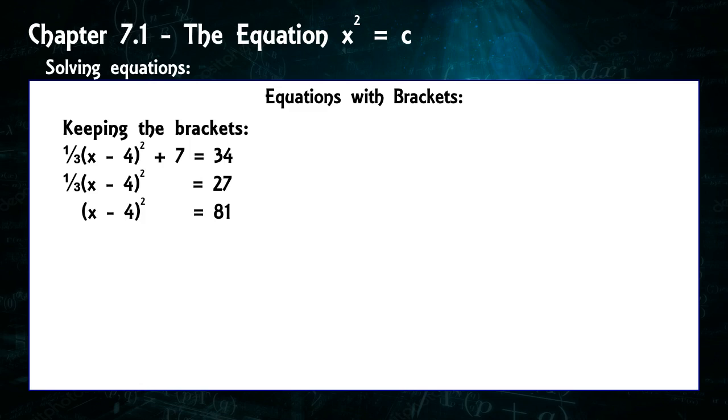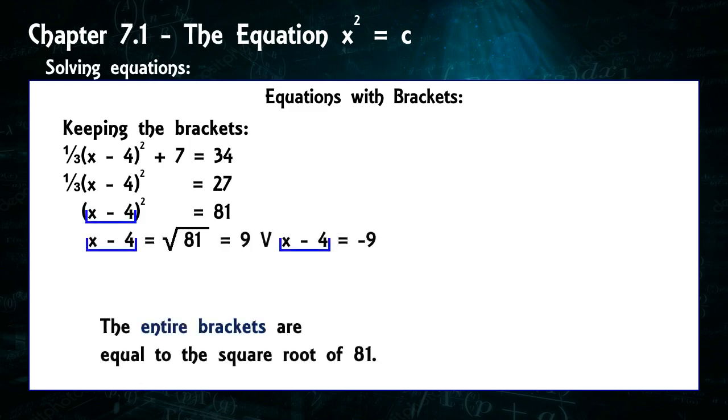We remove the square by taking the square root. This gives us the line x minus 4 is equal to 9 or x minus 4 is equal to minus 9. To get rid of the minus 4's, just add 4 on both sides. We end up with x is 13 or x is minus 5.